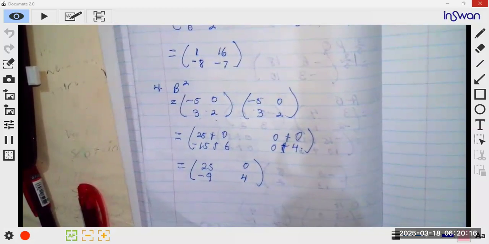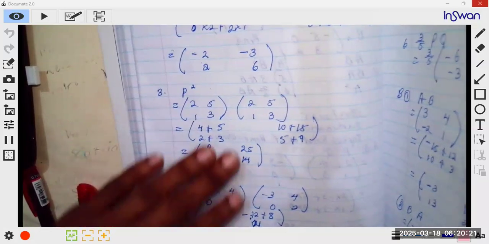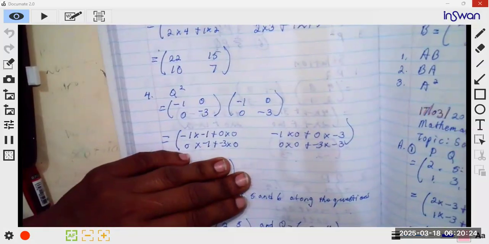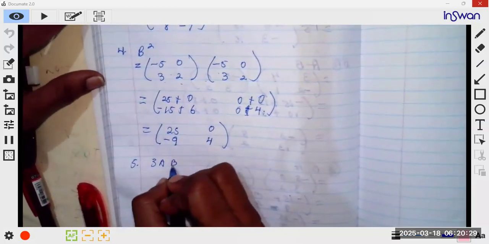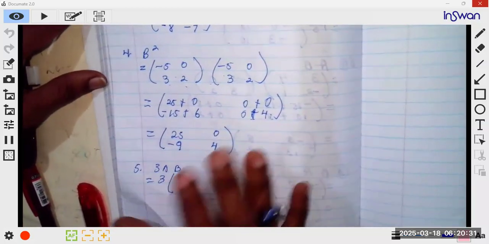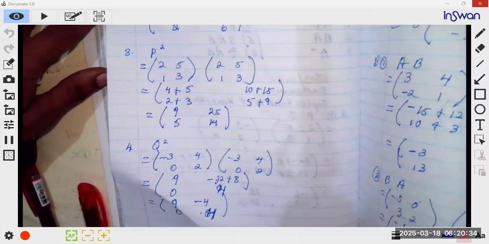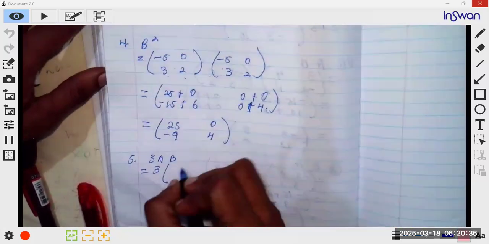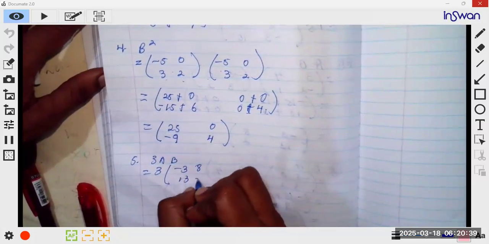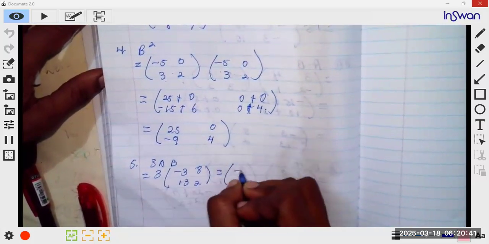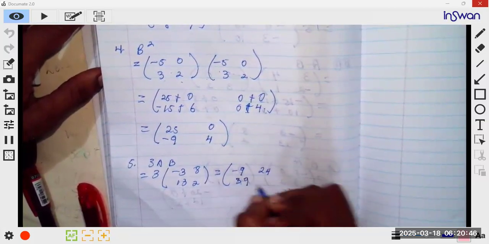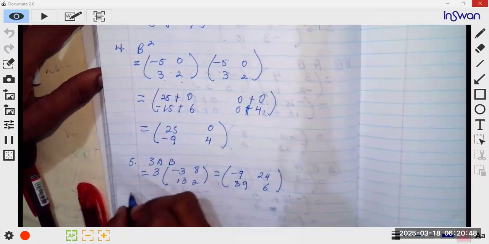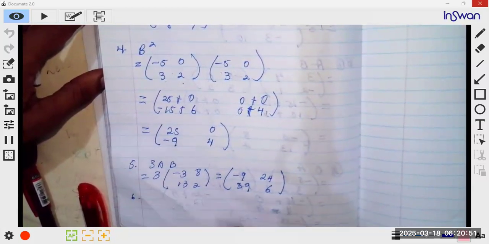Number 4. Moving on to number 5. Number 5 is 3AB. We know what AB is already. AB is [-3, 13; 8, 2]. The final answer here will be minus 9, 39, 24, and 6. Right? And last one, number 6.